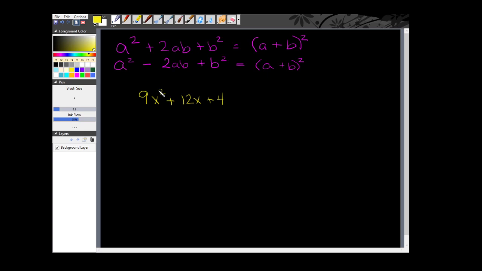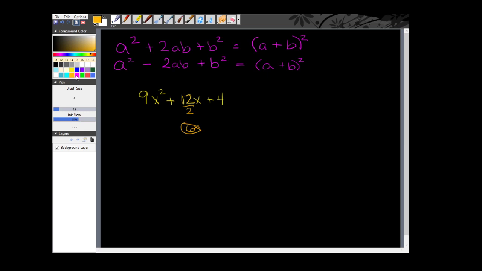So here's what I usually look for when I'm testing to see if something is a perfect square. The first thing I do is I take the middle term and I'm going to divide it by 2. Okay, so 12 divided by 2 is 6. That 6 is called my target number. That's what I'm going to be looking for. Now there is an x there, so I'm just going to put an x in there just so that things line up neatly.